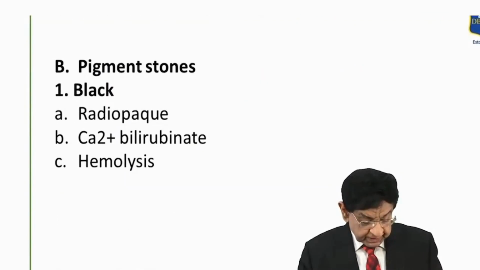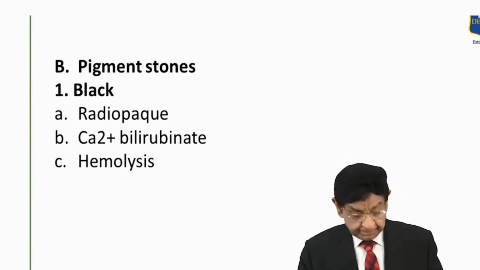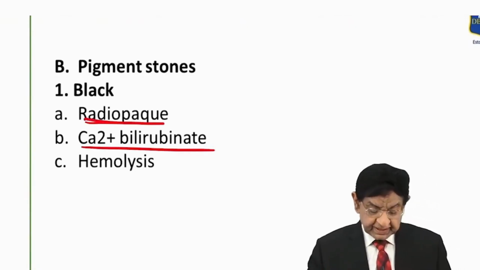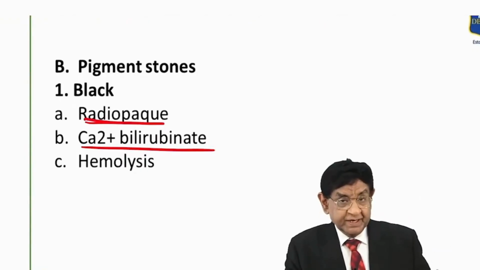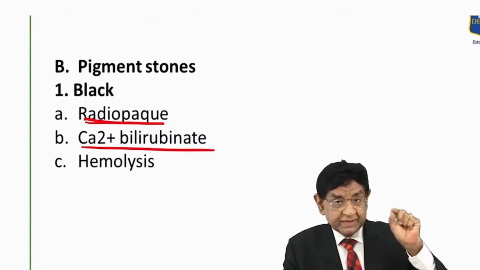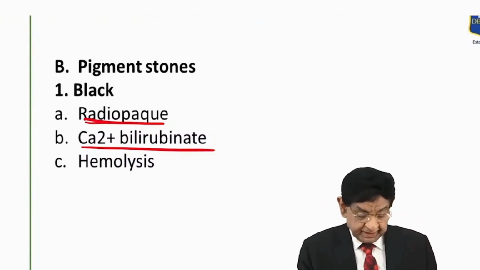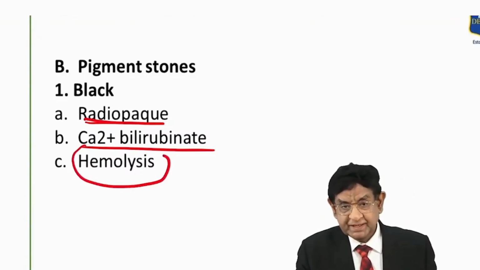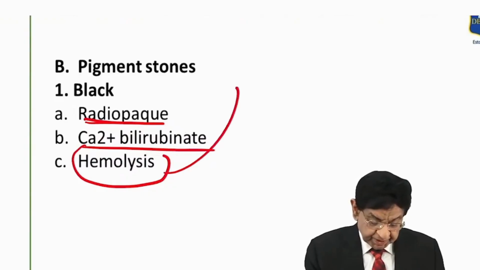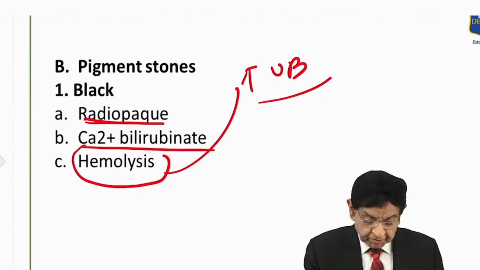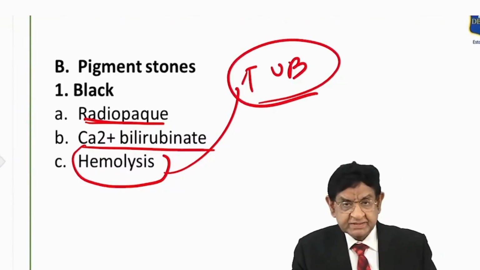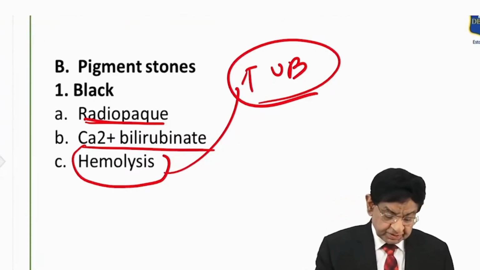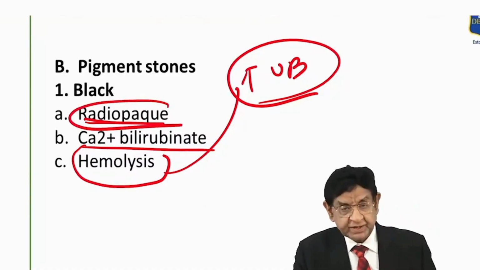Pigment stones may be black or brown. They are usually radiopaque. They contain calcium bilirubinate. Remember what I told you: increased cholesterol or increased bilirubin. They are classically seen in patients who have hemolytic anemia. In hemolytic anemia, there is increased formation of unconjugated bilirubin, which combines with calcium and gets precipitated. Since it has calcium, they are radiopaque.